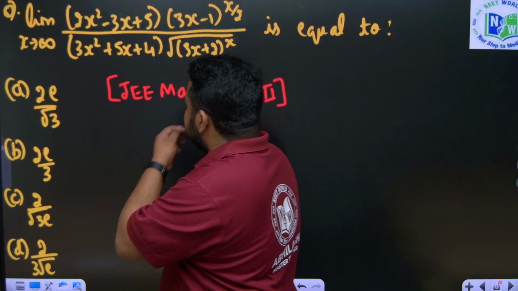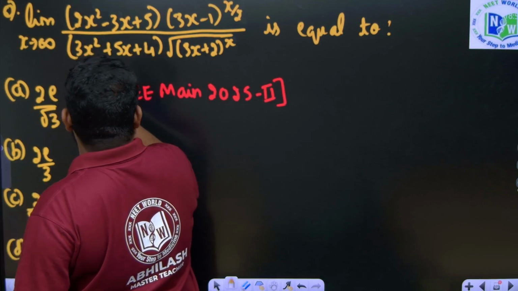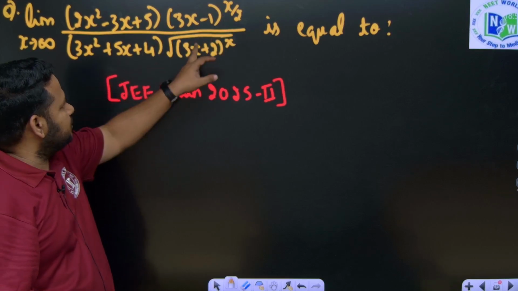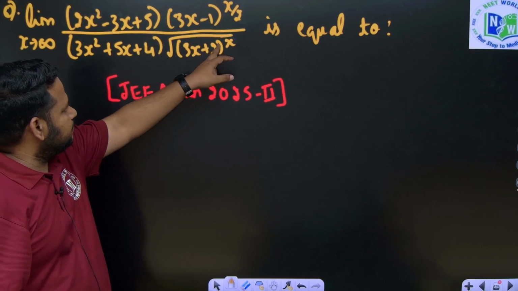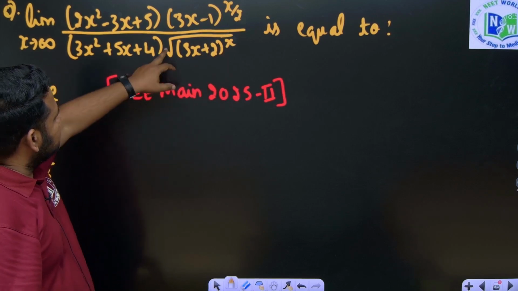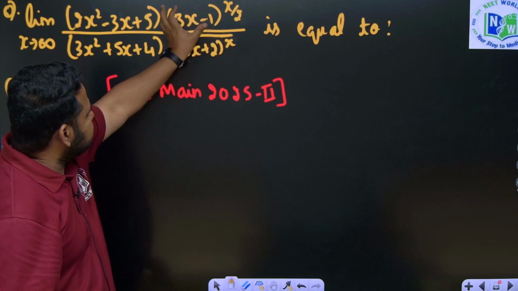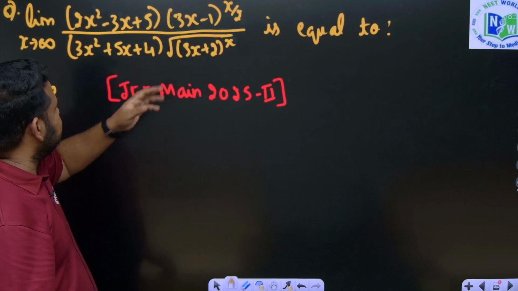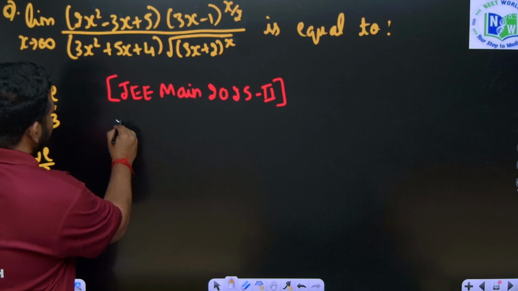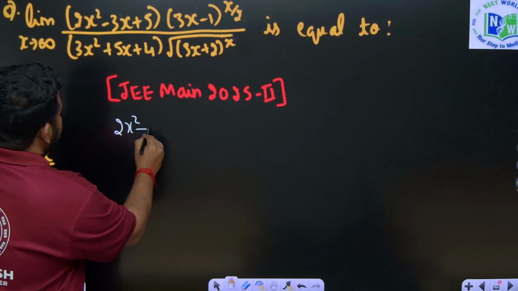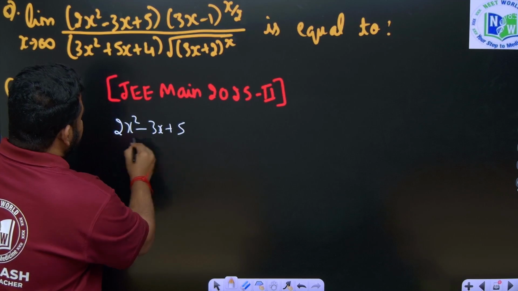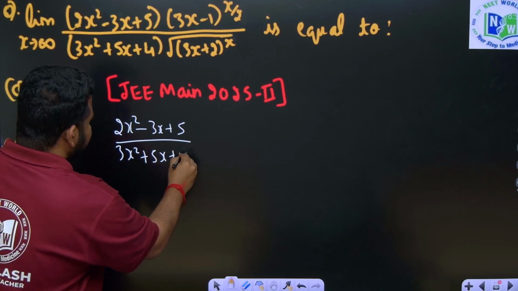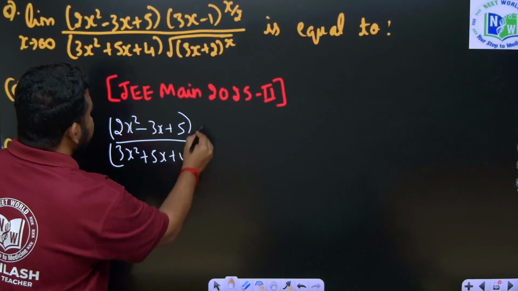So they were given (2x² − 3x + 5)/(3x² + 5x + 4) times (3x − 1)^(x/2) times the square root of (3x + 2)^x. Okay, so x by 2 is nothing but what? Inside x will come, this will also be square root. So whatever square root is there, let us write together. I can rearrange this as (2x² − 3x + 5) divided by (3x² + 5x + 4), this one, and this will be what?